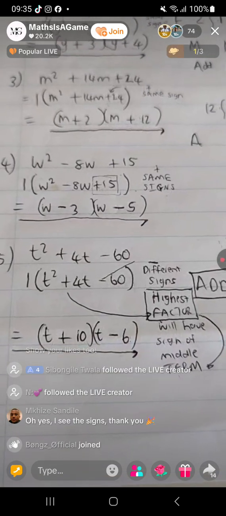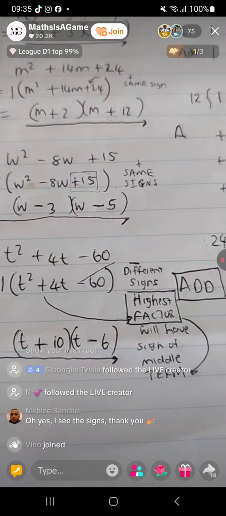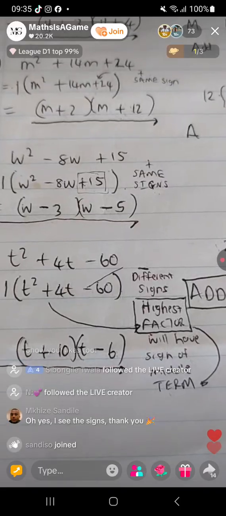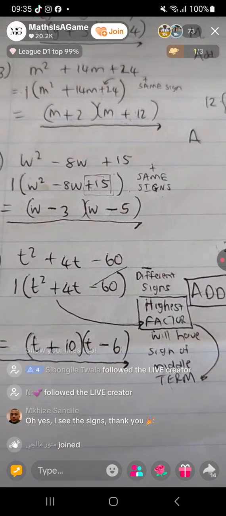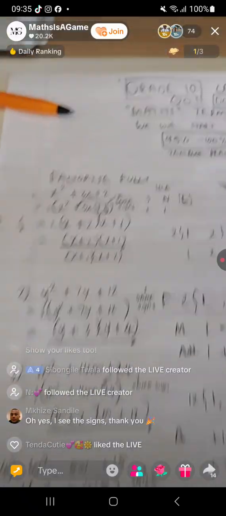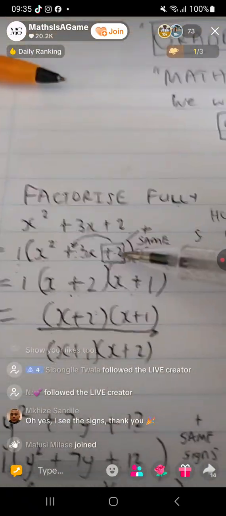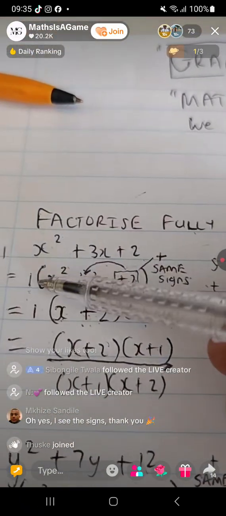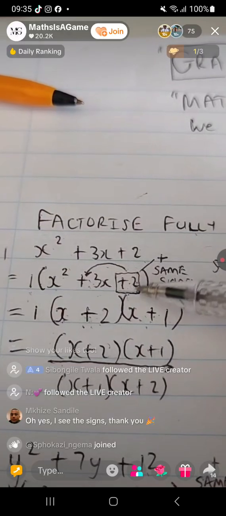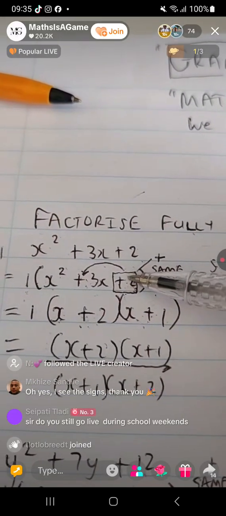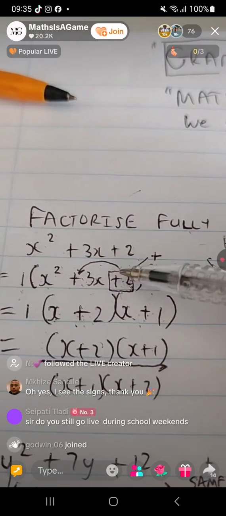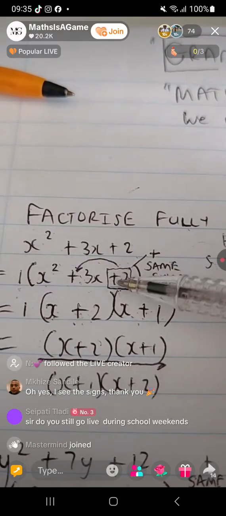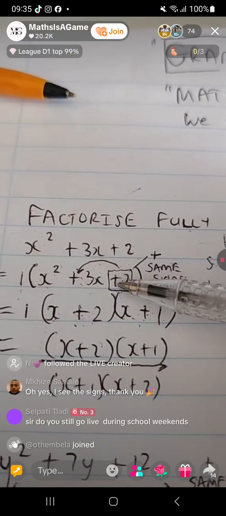Okay, are you sorted, Sandil? Okay, great. Yeah, that's why I actually went through that positive again, because I wanted to emphasize that point. So I repeat again, when your constant, after taking out the highest common factor, is still positive, then that means same signs. When your constant is positive, it means same signs.